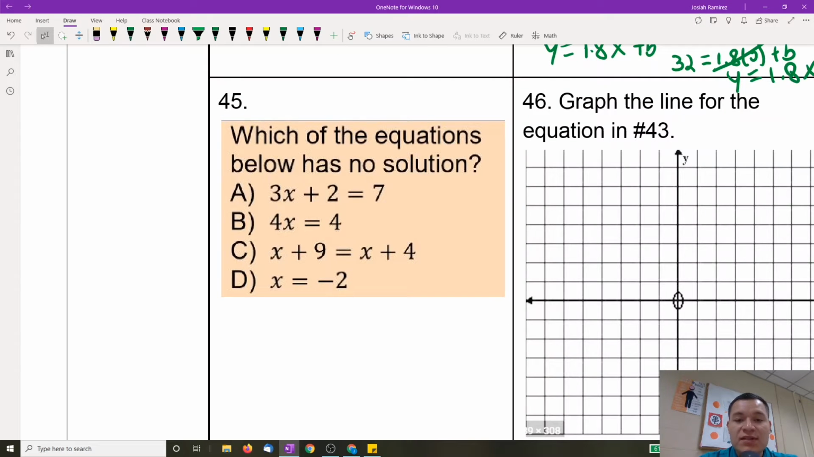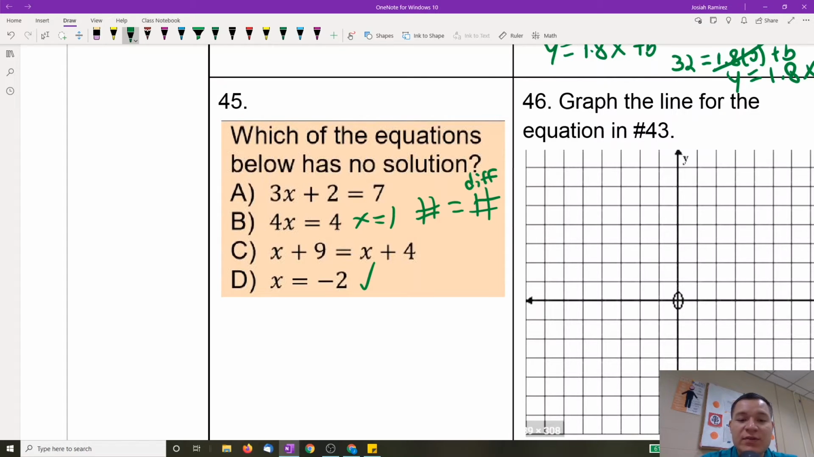Which of these equations has no solution? If it's no solution, that means you have a number equal to a different number, something that's impossible, like 3 equals 6. X equals -2, that's fine. You can graph that, it's a flat line. 4x equals 4, that makes x equal to 1, that's fine. 3x plus 2 equals 7, that's fine.